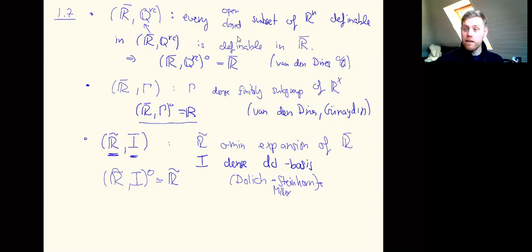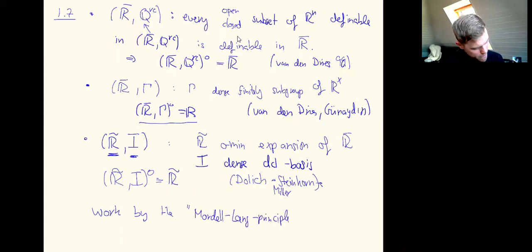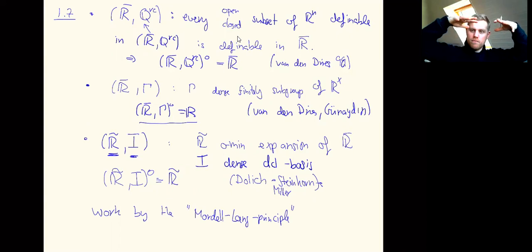So what do they have in common? I think all these examples work by the model Lang principle. I would call this a model Lang principle. In each of these cases, you have a substructure and the induced structure. I can't go into too much detail of the model theory, so if you don't get this, that's perfectly fine. The induced structure from the bigger structure is always well understood.